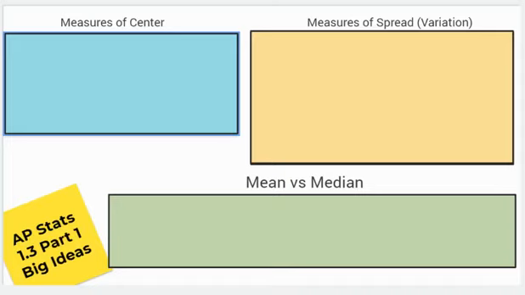Hey everyone, in this video we're going to be looking at the big ideas for part 1 of section 1.3. So let's start off by looking at the measures of center.